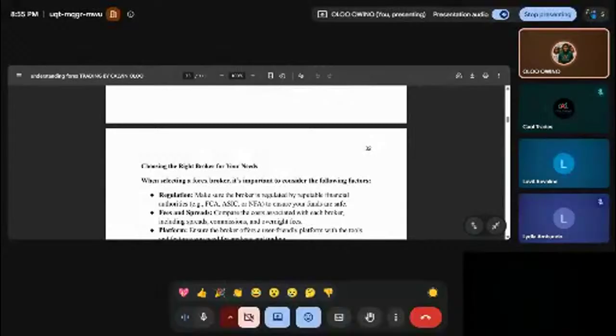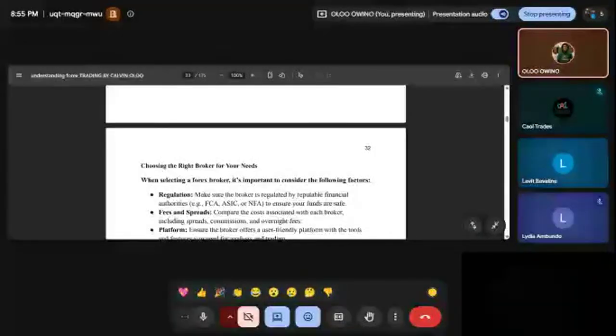Because there are some dubious brokers here that you won't withdraw from. So before you choose a broker, take a broker who is reputable and is regulated by one of the financial authorities. Number two, spread. Compare the costs associated with each broker, including spreads, commission, and overnight fees.